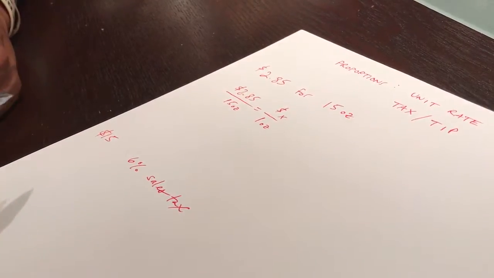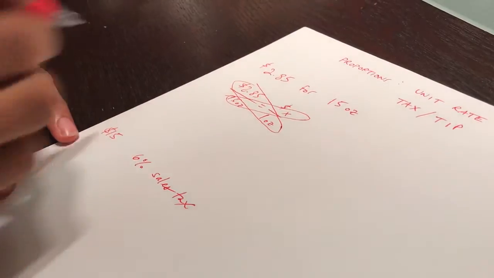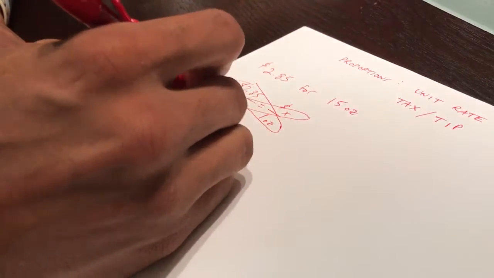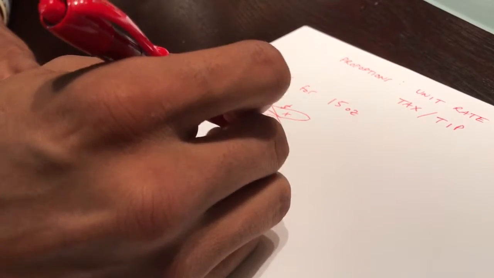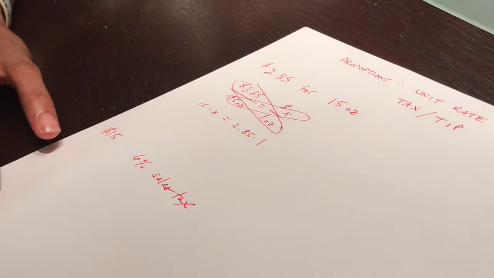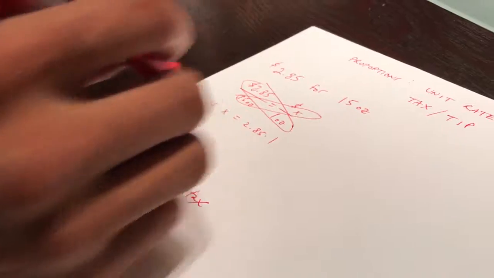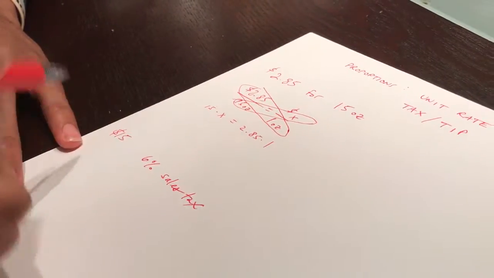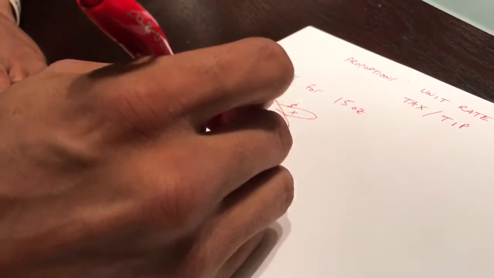Because I'm using X and because we've had so much practice with it, I'm going to use cross products. I'm going to use this cross product and this cross product. So on this side, I'm going to have 15 times X equals 22.85 times 1. Then I'm going to multiply what I can. 15 times X, remember, anything times X is that number with X attached. So I have 15X is equal to 22.85.